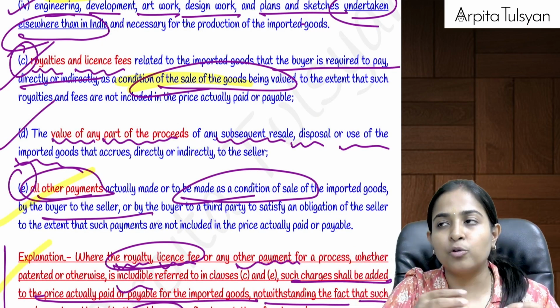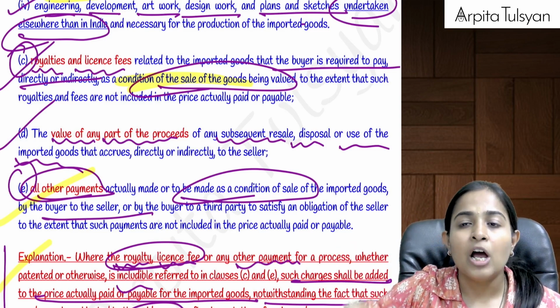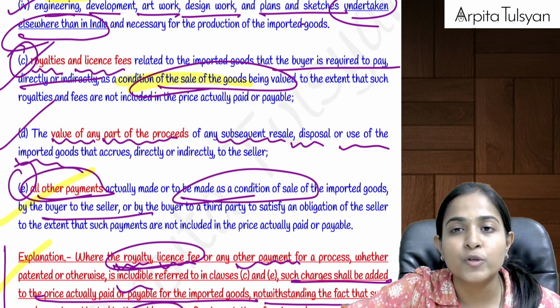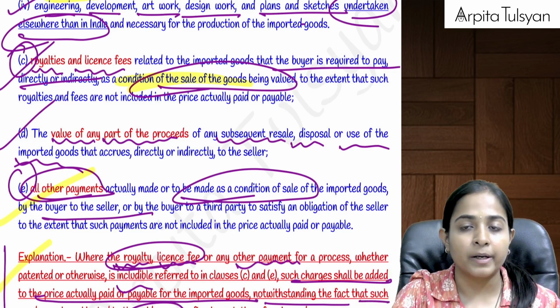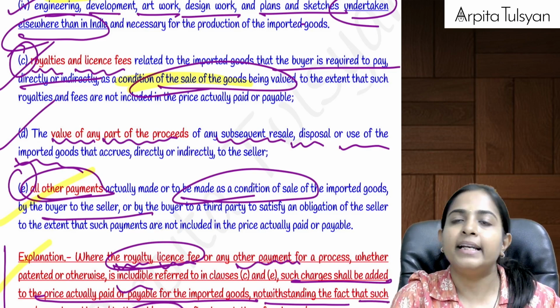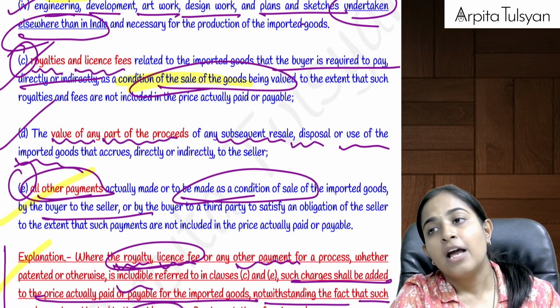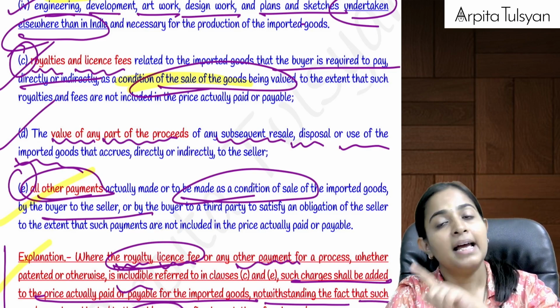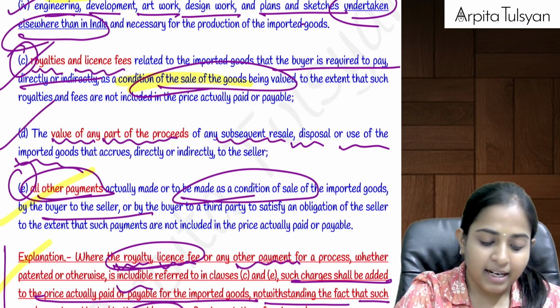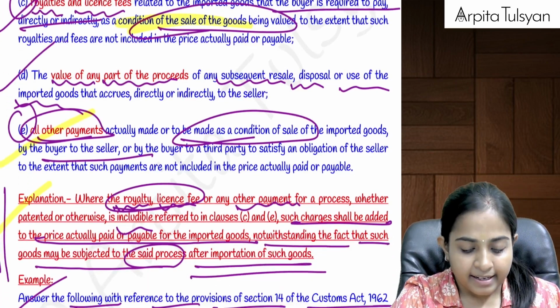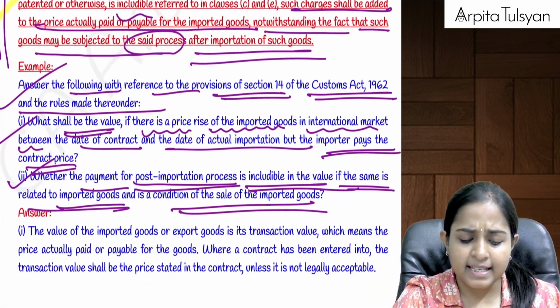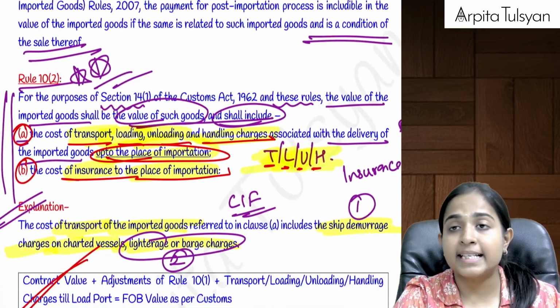You have to, on every sale or every disposal or on use of the asset, pay me some amount as a condition of sale. Then in such cases, all these figures which will be paid by the buyer will be added for the purpose of customs valuation. All these things are given in rule number 10.1. All these things will be added to the value.